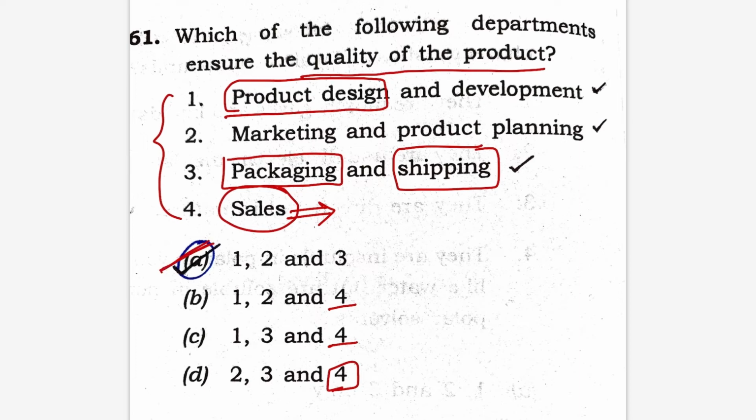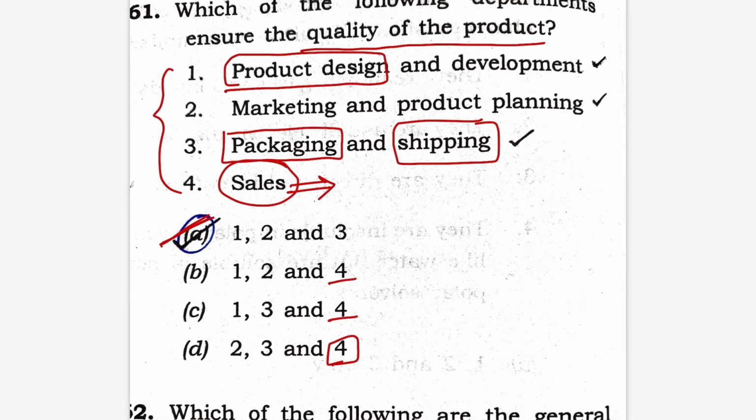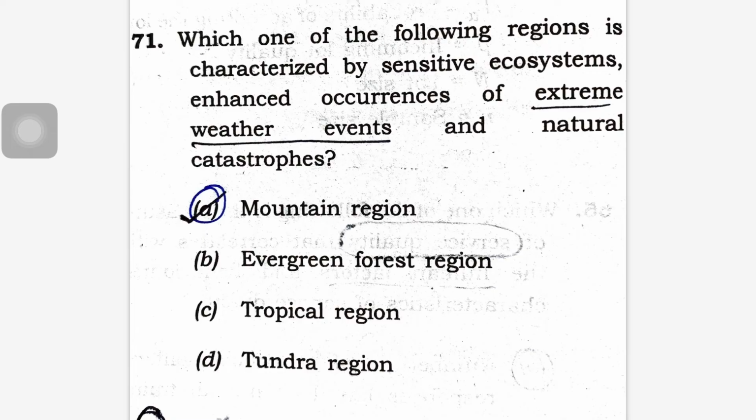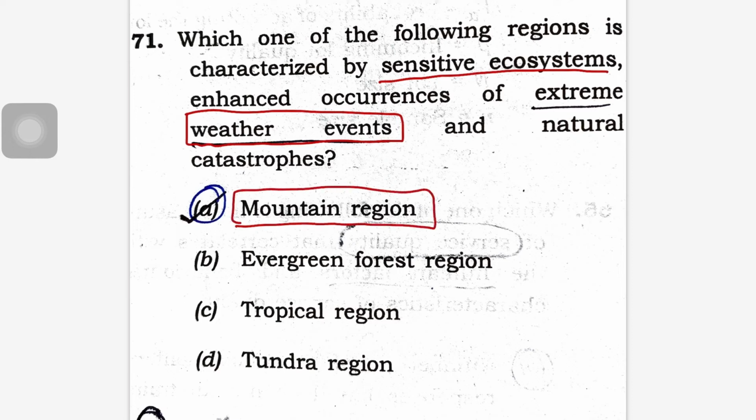So like this, you can eliminate most of the choices in standards and quality and ethics. So keep this thing in mind. Don't skip the questions if you have no idea. Just look at the options and try to attempt the question. Next question is from environment studies. Which one of the following regions is characterized by sensitive ecosystems, enhanced occurrence of extreme weather conditions? Look at this keyword, extreme weather conditions and natural catastrophes. If you look at the options, you can easily mark the mountain region because extreme weather conditions we will only see in the mountain regions.